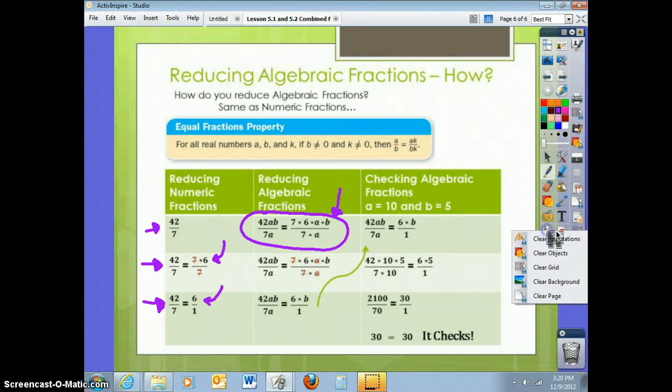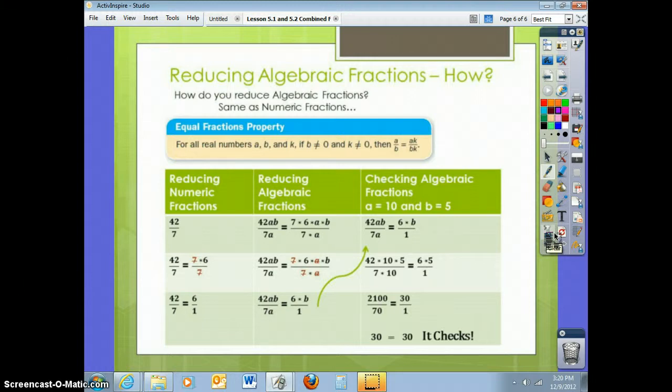And same as we did with numeric fractions, we're just going to cancel anything that's on the numerator and on the denominator, because those things that are on the numerator and denominator are equivalent to 1. Okay, so in this one here, we can cancel the two 7s because they're equivalent to 1, 7 over 7, and we can cancel the two a's because a over a is equal to 1. And what we're left with after we cancel the two 7s and the two a's is 6b over 1. So 42ab over 7a is equal to 6b over 1, or just 6b.